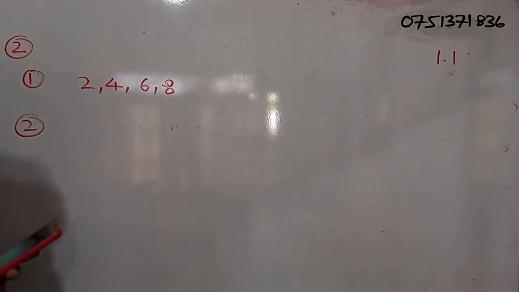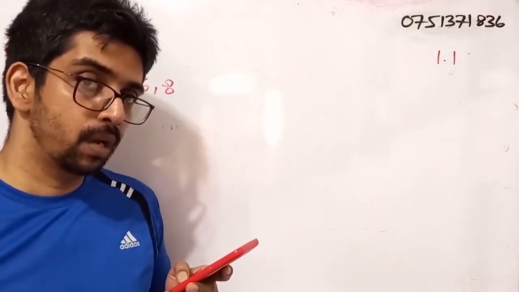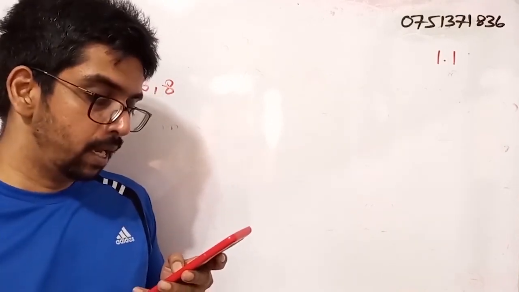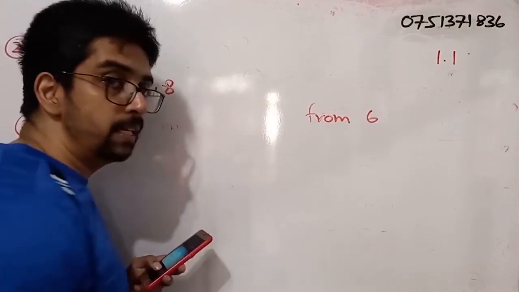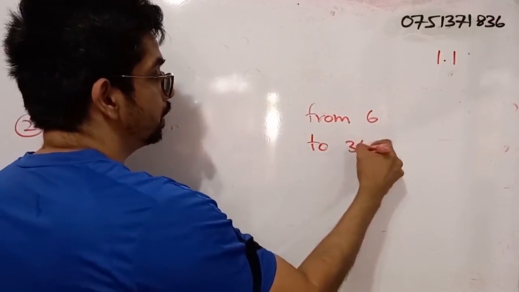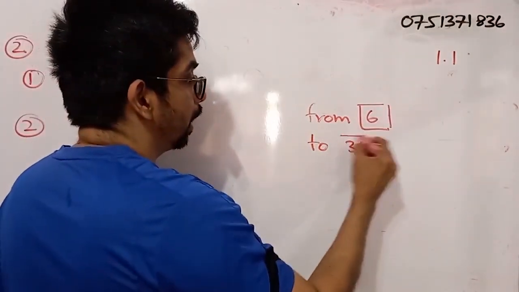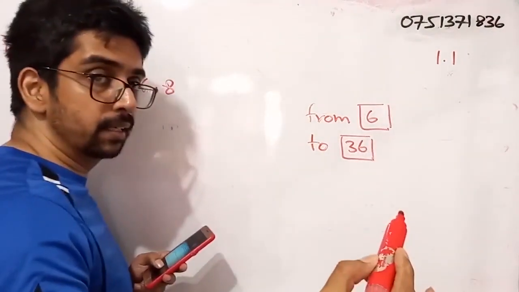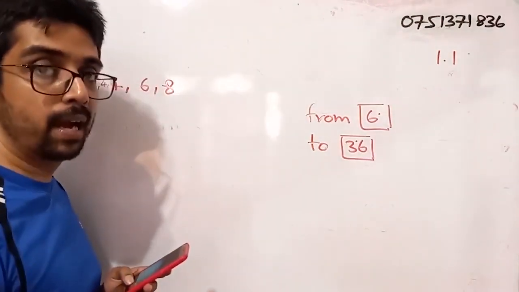The number pattern of the multiples of 6 from 6 to 36. From 6 to 36. Written in ascending order. From 6. That means we can start from 6. From 6 to 36. Right? That means what? If it is correct, we can add these two numbers to our answer.